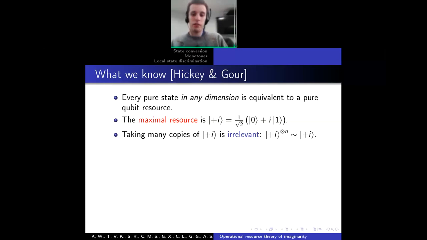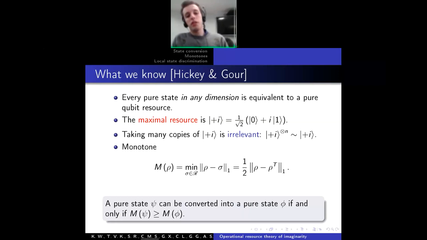Then that paper by Hickey and Gore also identified one significant monotone, which is called M here. It's essentially defined as the minimum distance of a state from the set of real states. This script R means the set of real states. And this distance in this case is measured with a trace distance, so with the one norm. And you see, they computed this closed form for this monotone. This monotone is important because it's also a sufficient monotone for the conversion of pure states. So I can convert a pure state psi into another one, also pure, if and only if the value of this monotone on the former state is greater than or equal to the value of the monotone on the latter state. So now, please keep this monotone in mind, because this will come back later in the talk and will essentially tell us something more.